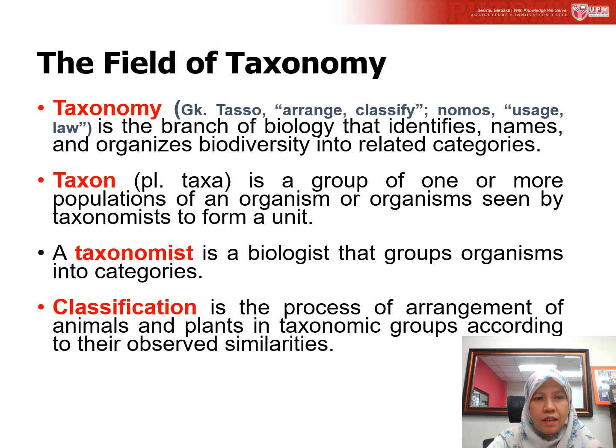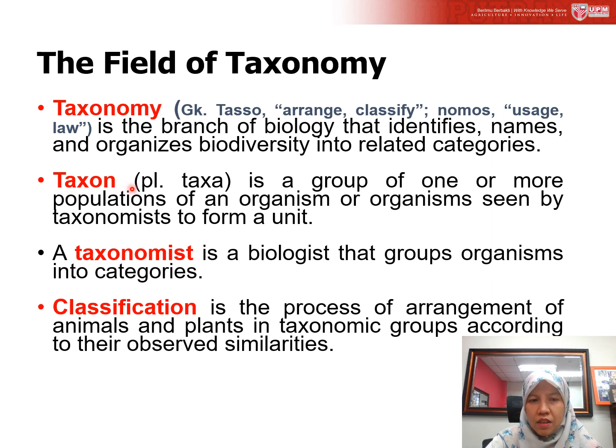Alright students, let's learn some terms under the field of taxonomy. The first one is taxonomy. The word comes from Greek words: taxo means arrange or classify, and nomos means usage or law. It is a branch of biology that identifies, names, and organizes biodiversity into related categories.